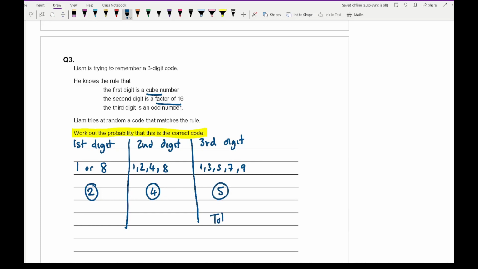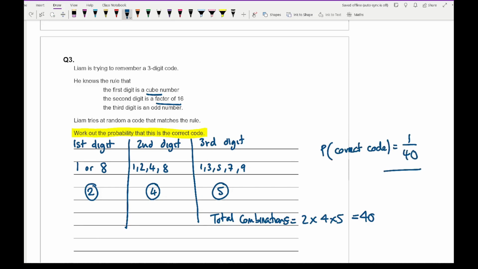So here the total combinations that Liam could pick is going to be 2 times 4 times 5, which is 40. So the probability of him picking the correct number, the probability of a correct code, is therefore going to be 1 over 40.